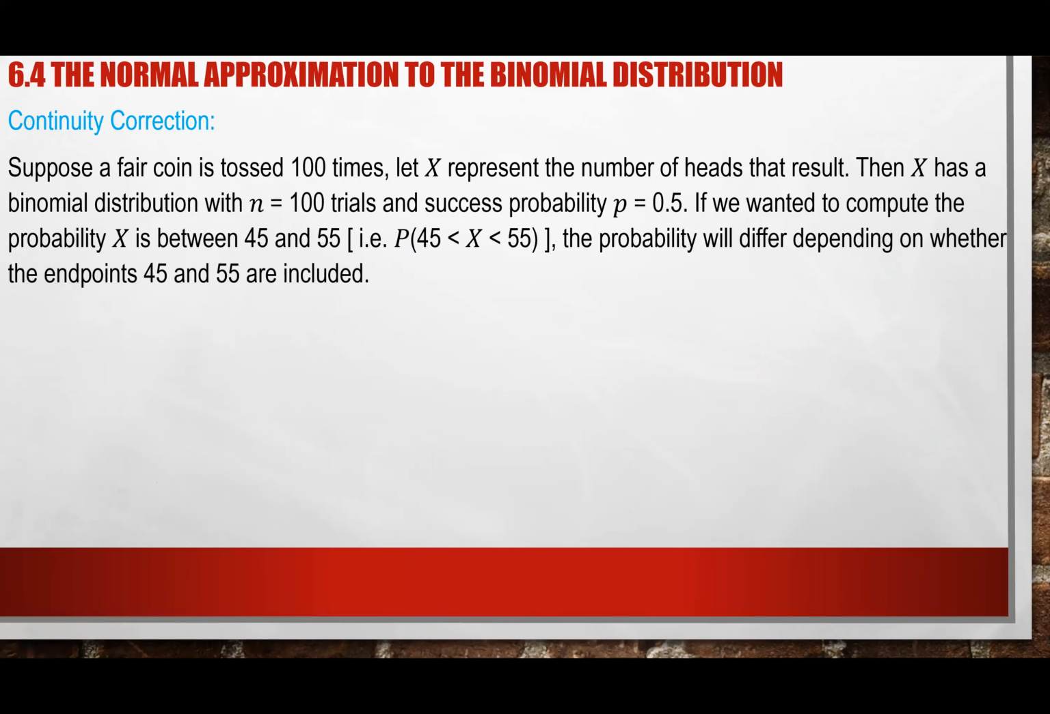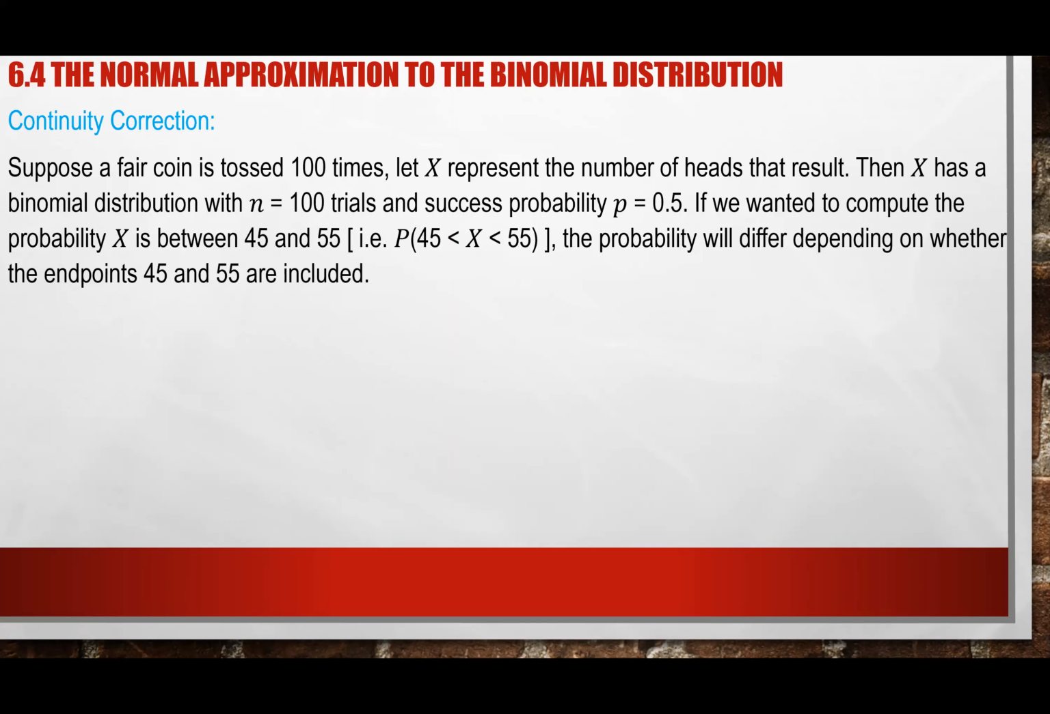Suppose we're not going to do this problem, but this is just an example. Suppose a fair coin is tossed 100 times, and let X represent the number of heads that come out, right? Then X has a binomial distribution with n equal to 100 and the probability is 0.5, because 50% head, 50% tail. If we want to compute the probability of X being between 45 and 55, as you can see, the probability will be different depending on whether we include the endpoint or exclude the endpoint, right?